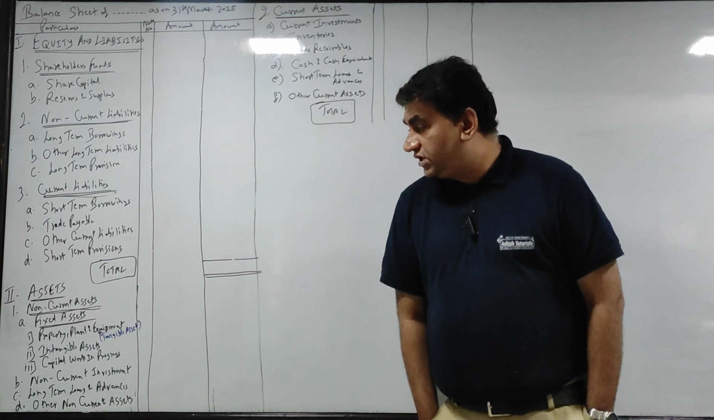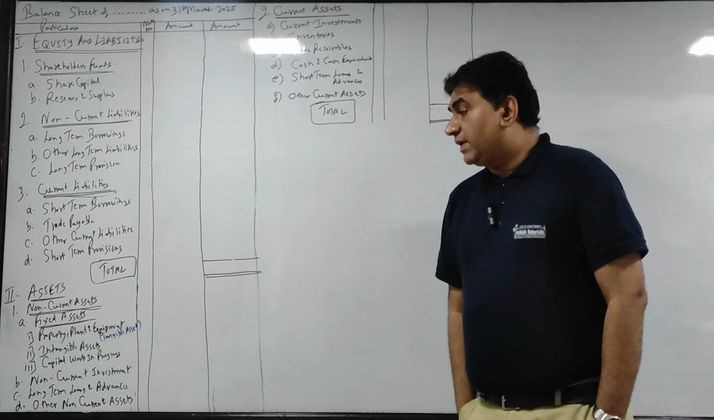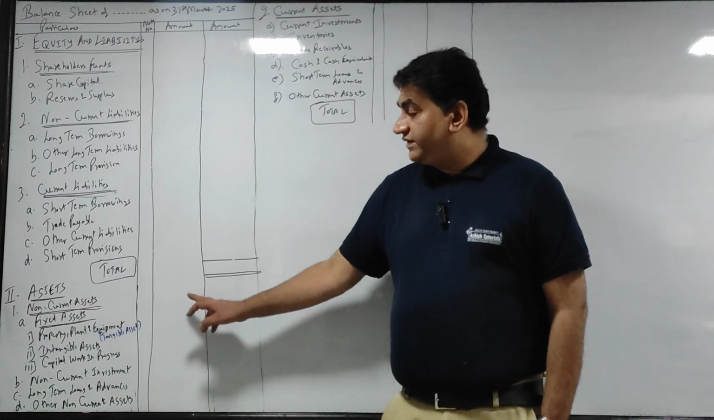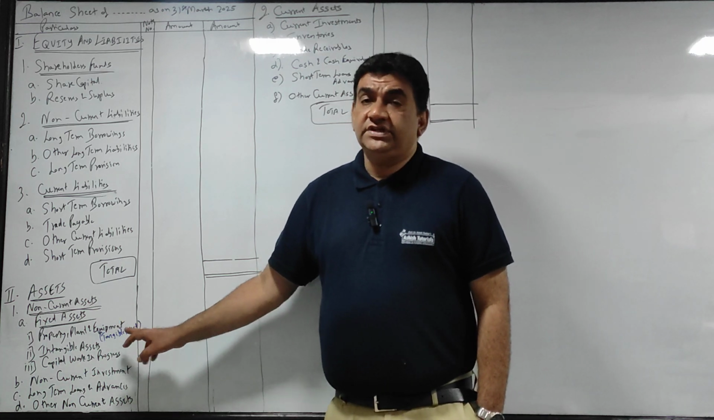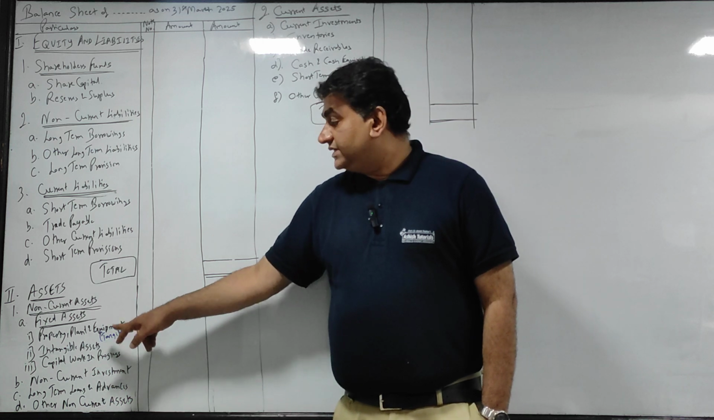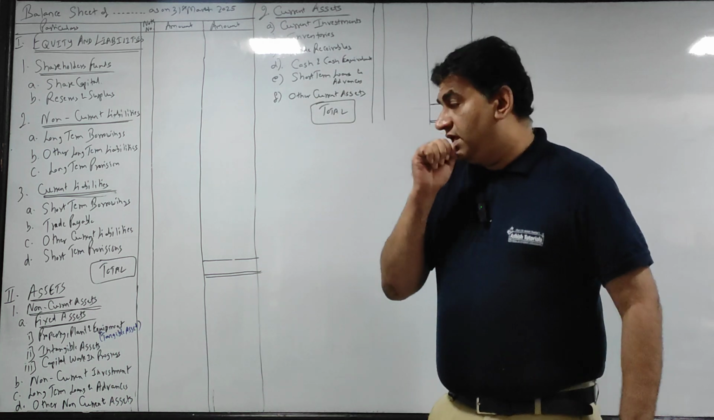It gets reduced from capital WIP and becomes a part of property, plant and equipment. Got it? So fixed assets in 3 parts. First, property, plant and equipment. We also call it as tangible assets. Second, intangible assets. And third, capital WIP.